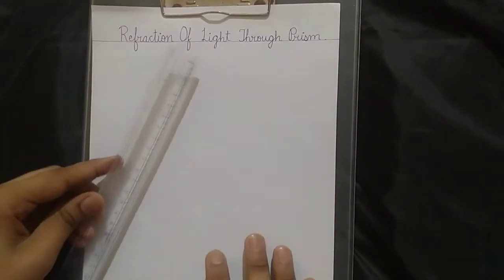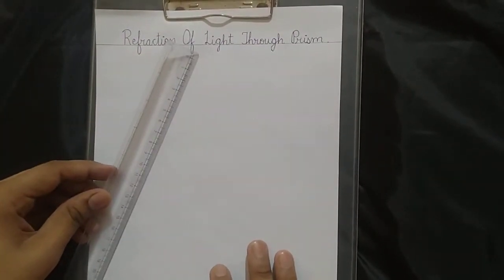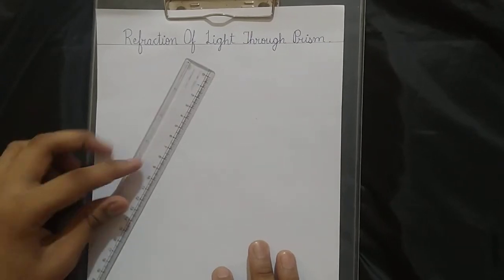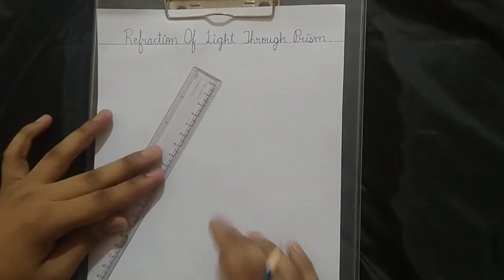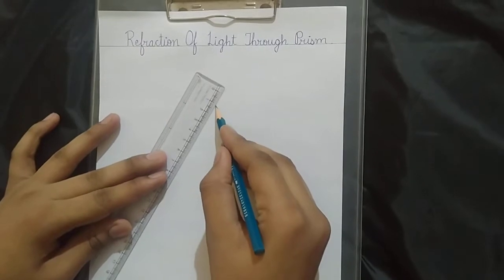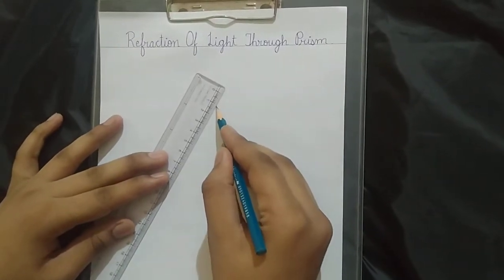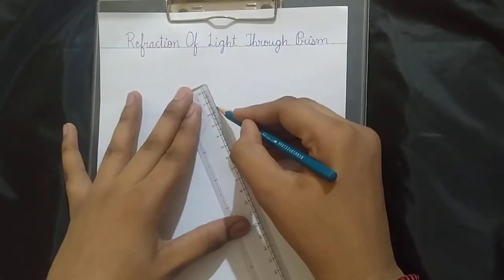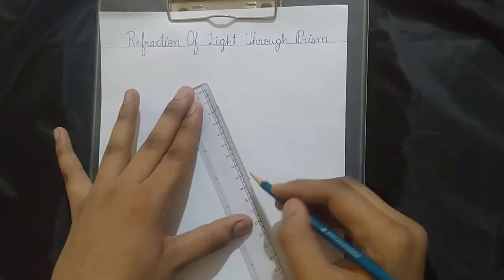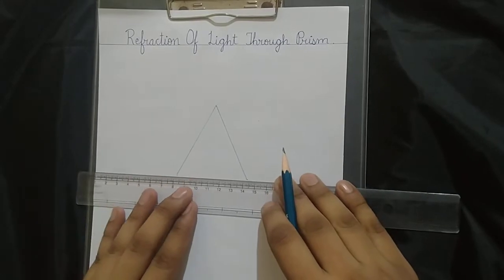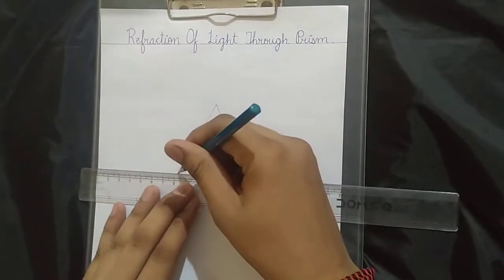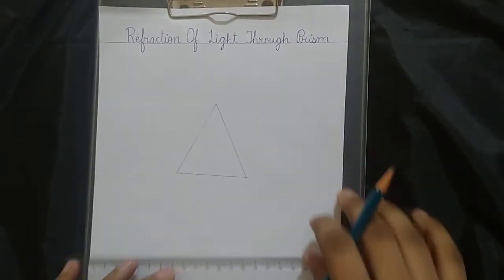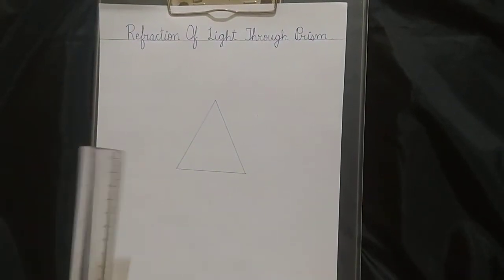Okay students, so let's see this activity that they have given. The first point is to fix a sheet of white paper on the drawing board using drawing pins. Place a glass prism in such a way that it rests its triangular base on the outline. That means the first thing you will do is make a triangle on the page. Just see here, I am making it. So now you have seen you made a triangle.